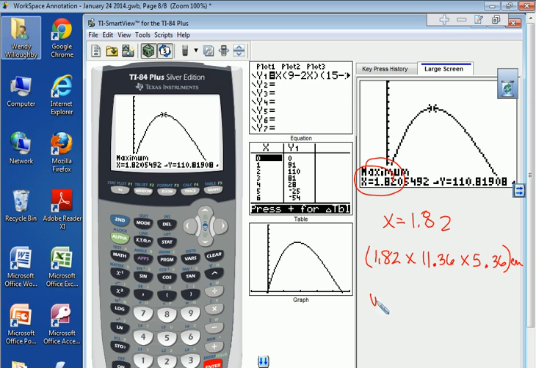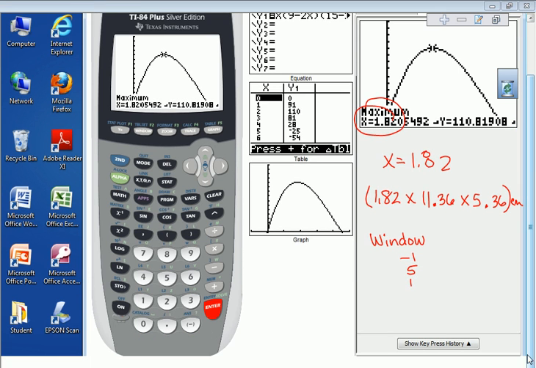Okay, change your window. Go into window. Make your x's go from -1 to +5. Count by ones. X min, -1. X max, X scale, or whatever it says here. Y min, -10. Y max, 150. Y scale, whatever this is, 10. And you should have a nice pretty window.